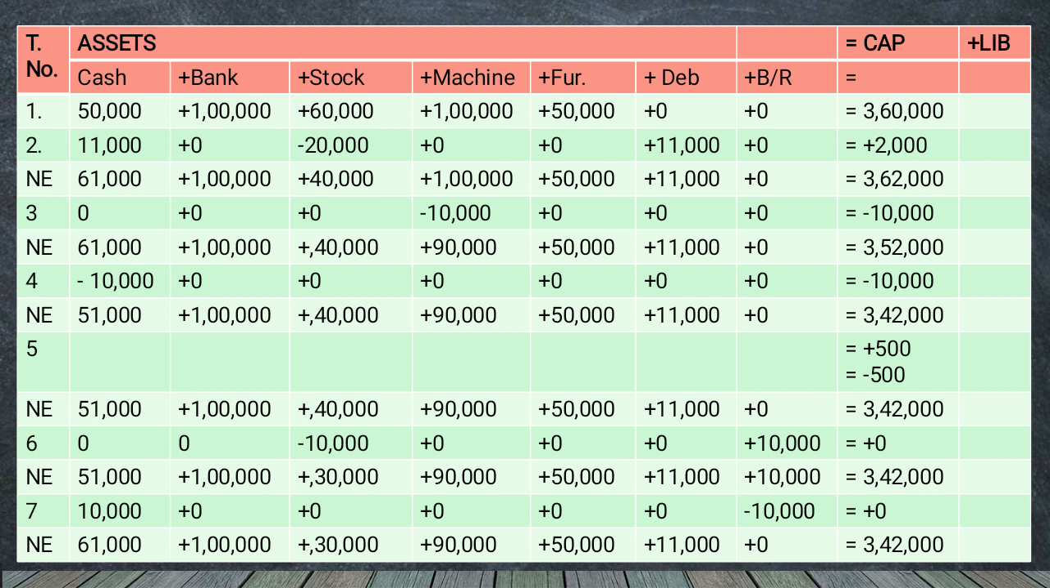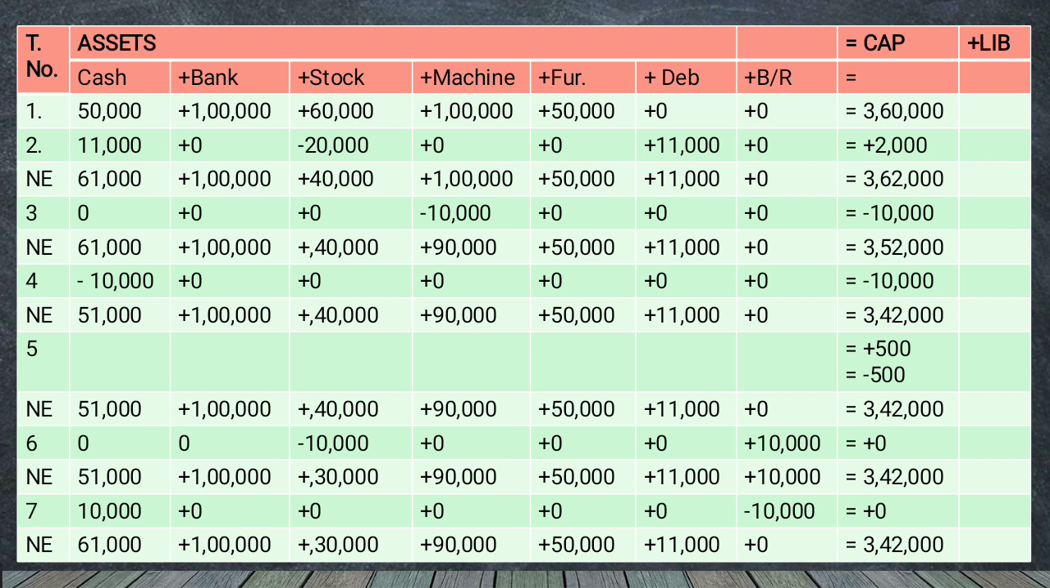Bank will be 1 lakh rupees because during all the transactions there was no change in the bank. And stock, revised stock will be 30,000 as usual. Machinery will be 90,000. Furniture will be 50,000 and debtors will be 11,000. So after this last transaction, in our new equation, we can cross check the total of the asset side and match it with the total of the capital plus liability side. In this transaction there was no item related to liabilities, that's why we have not written anything there.